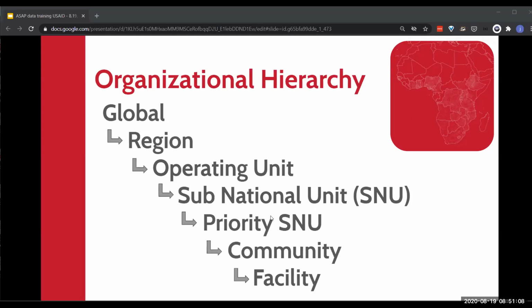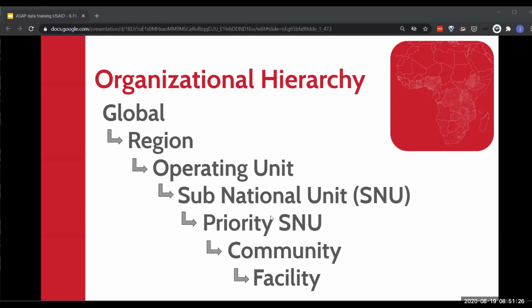And then finally, we have facility. Facility in PEPFAR tends to have a very specific meaning, and that is a freestanding health facility, a building in which healthcare services are delivered.